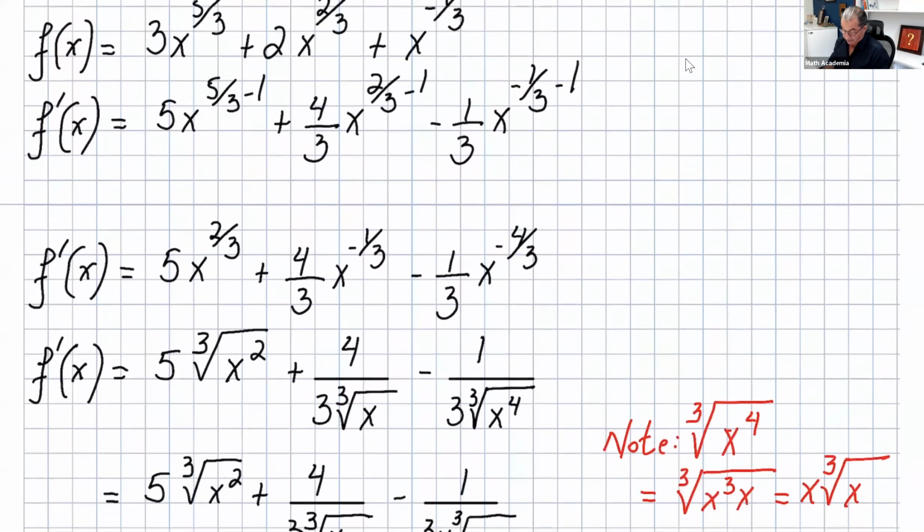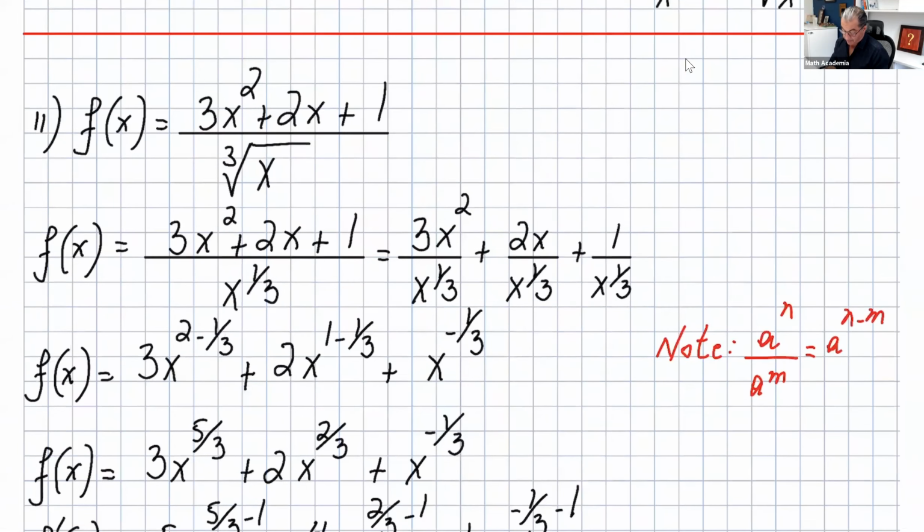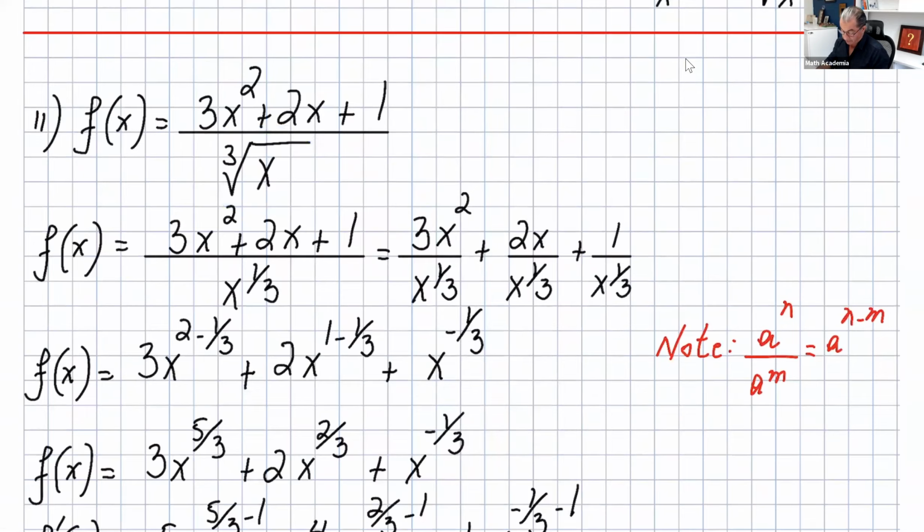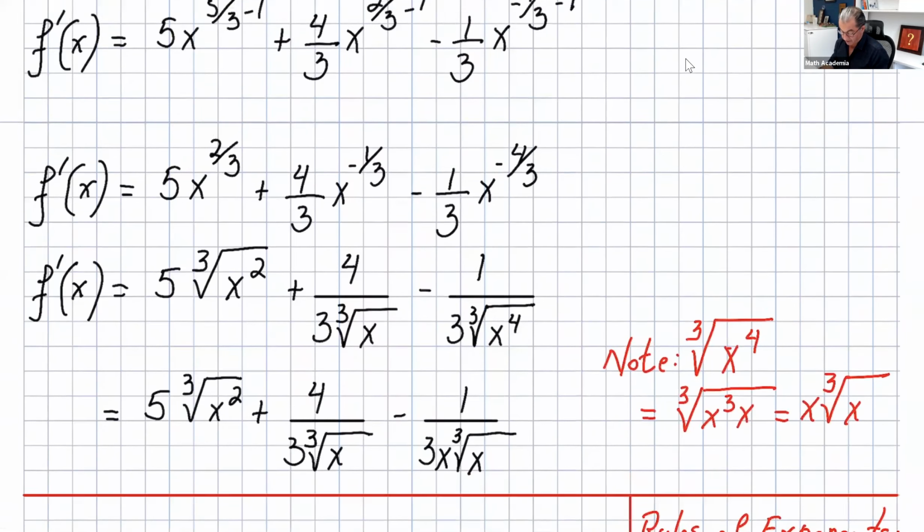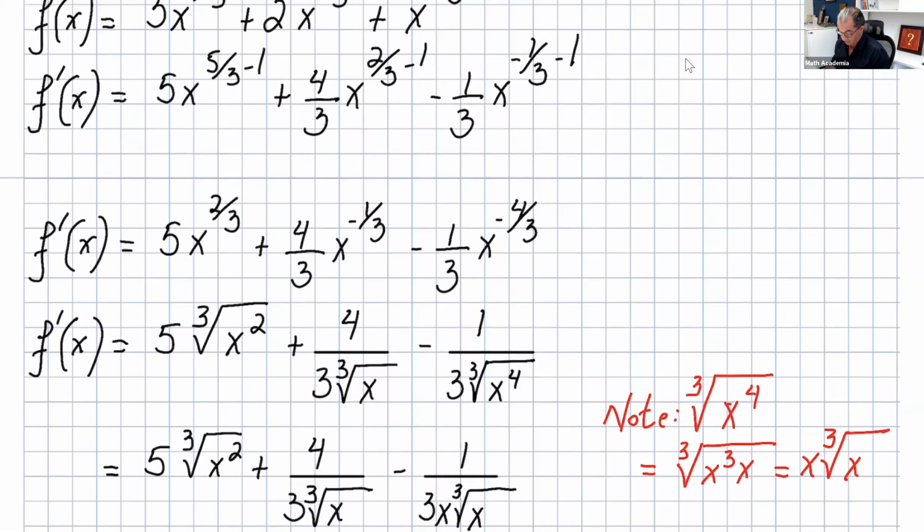Now this problem had a radical, so we have to change back the answers to radical, but let's see how we can do that. So x to the power of 2/3 is the same thing as cube root of x squared. Again, the denominator goes here, so it's cube root of x squared. X to the power of negative 1/3, first bring it down, make it positive 1/3, and that's x to the power of 1/3, which is cube root of x.